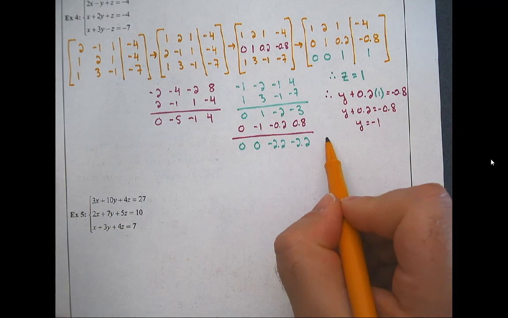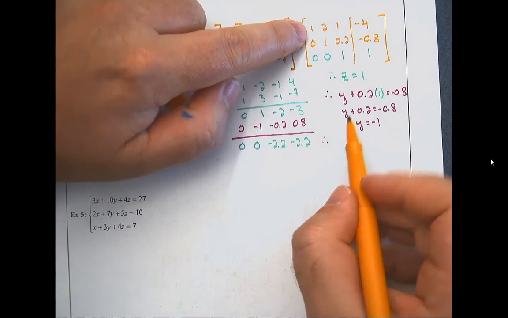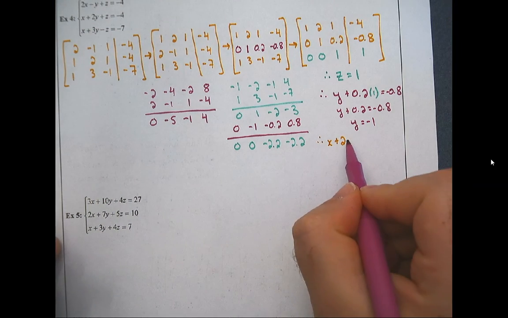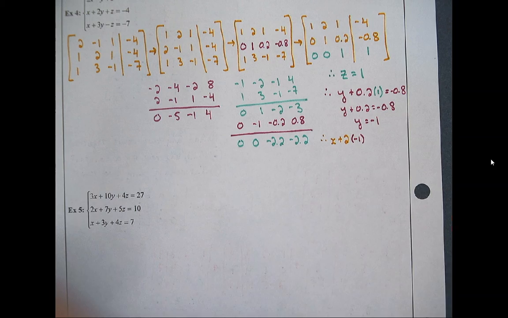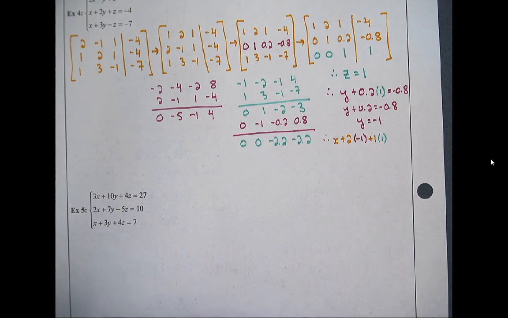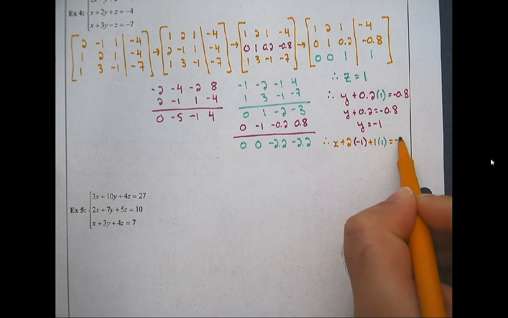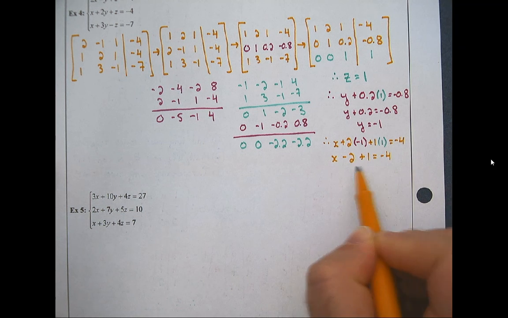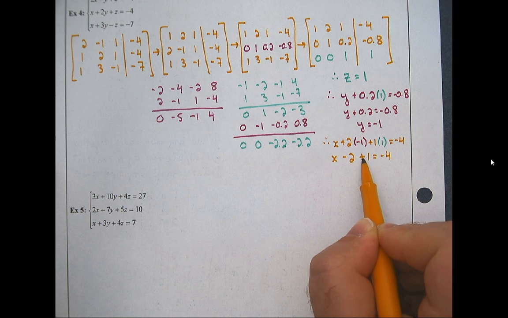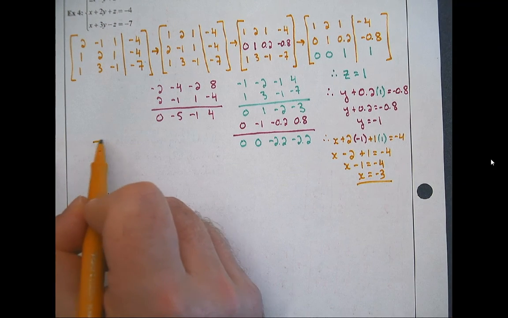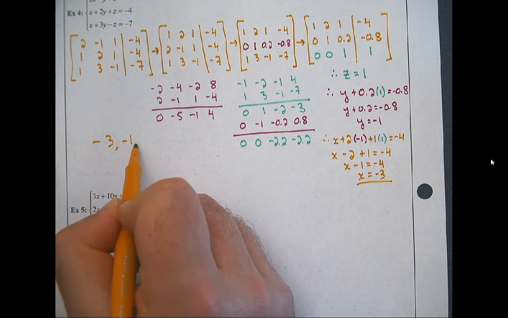And then to finally find out what x would be, let's go to this one. There would be 1x plus 2 times, we figured out that y was -1, plus 1, we figured out that z was also 1, and that equaled -4. So this is x, that's -2, that's 1 equals -4, that's -1. So I'd have to add, so x minus 1 equals -4, add that across, x equals -3. So our solution is -3, -1, and 1.